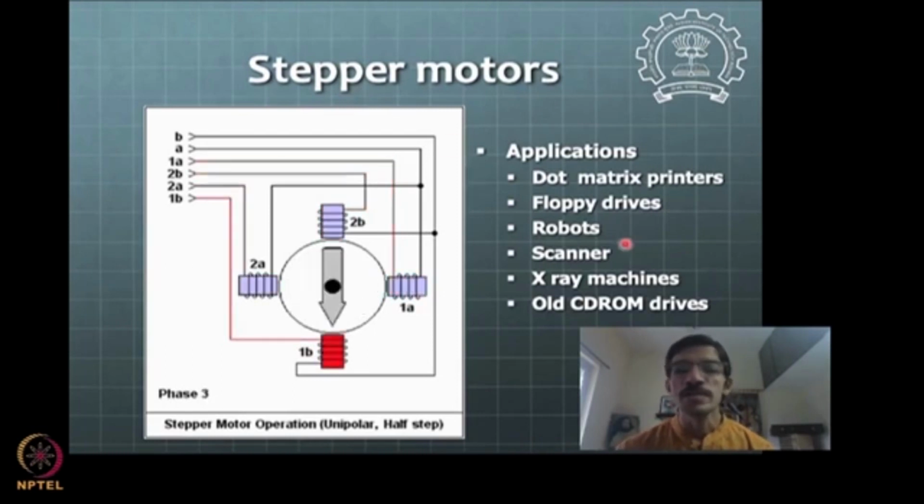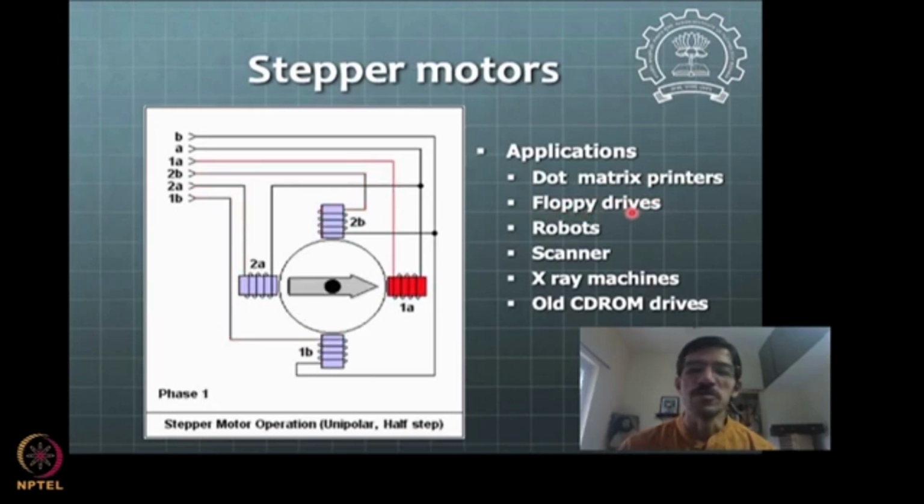Okay, there are these different applications of stepper motors: dot matrix printers. Nowadays, these are extinct. You might not have even heard of this name, dot matrix printers. Floppy drives also are extinct. It used to be in the past. You have a magnetic disk, and you store the data on the disk, which is nowadays all replaced by your pen drives. Then a lot of robots. We will have many different applications, so we'll see some of them. CD-ROM drives, there are some interesting ways stepper motors have been used.